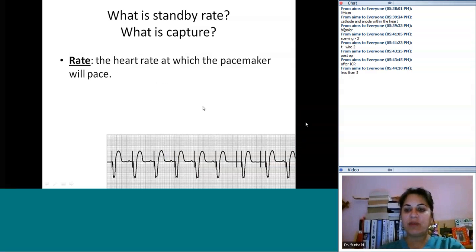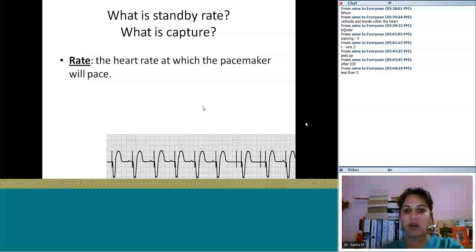Now we'll move on to the basics of pacemaker terminology. So what is the rate of a pacemaker? It's the heart rate at which the pacemaker will pace. So if you set the rate at 80, it will pace at 80. You set it at 90, it will pace at 90. What is the standby rate? What is a standby rate?